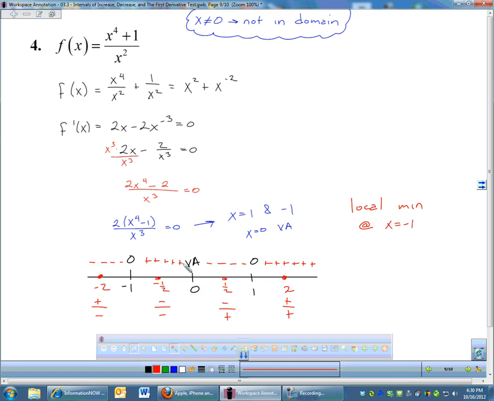Now, at 0, my derivative changed from positive to negative, but that's a vertical asymptote. There is no local extrema there, so make sure you don't include that with your answer. And then if I plug in 1, my derivative goes again from negative to positive, so that is also a local min there. So we have 2 local minima, no local max for this problem. And there we go. Very good, very good.